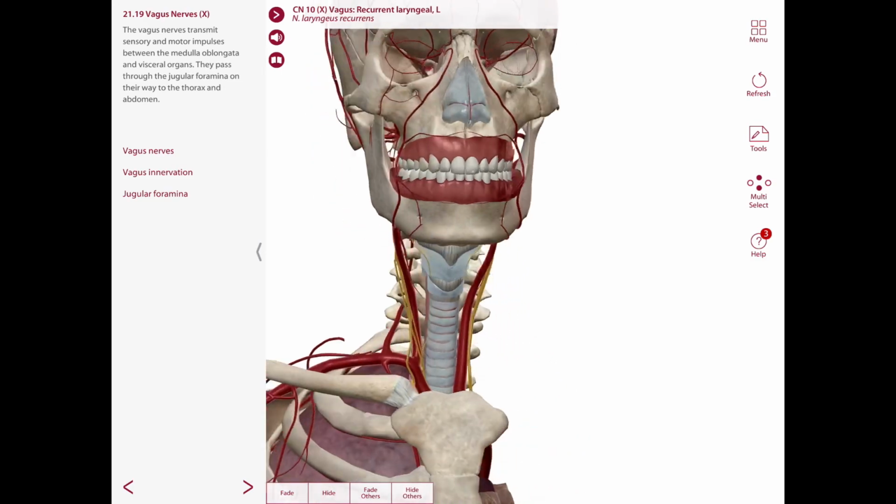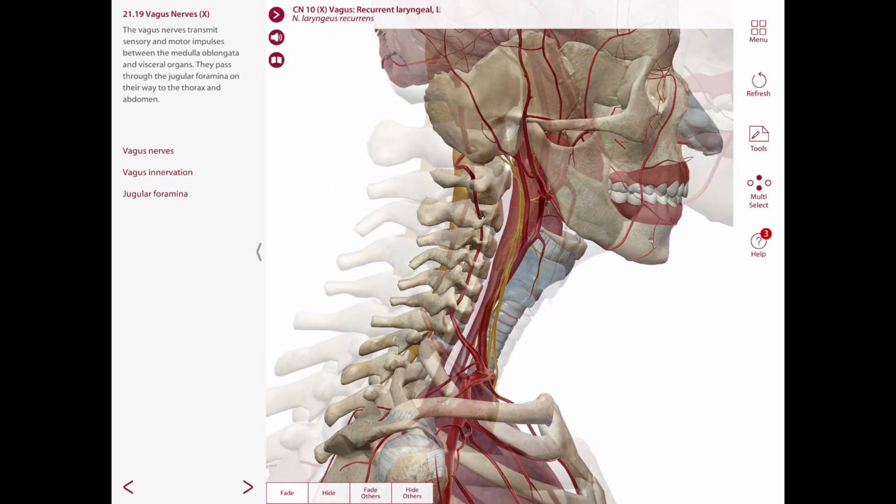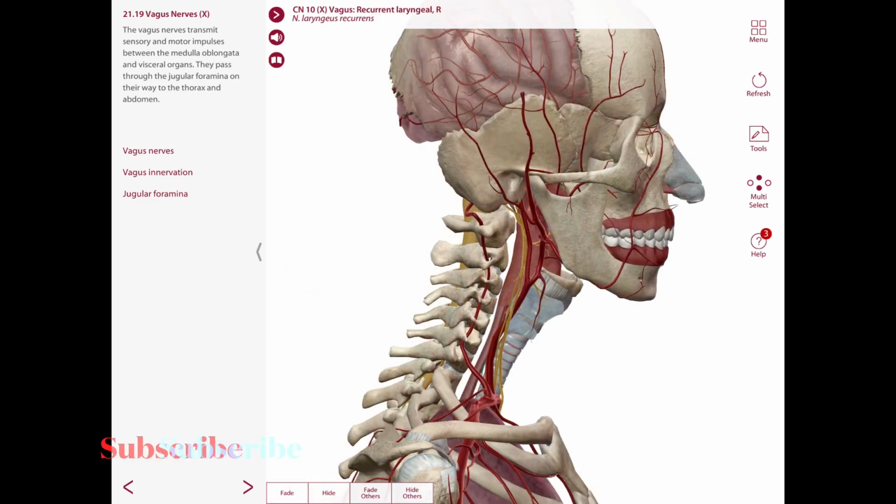Now on the right side, we also have the right recurrent laryngeal nerve, which is this one in green right here. This one originates from the right vagus nerve in the root of the neck, and it curves around the inferior aspect of the right subclavian artery, and it ascends to the larynx.